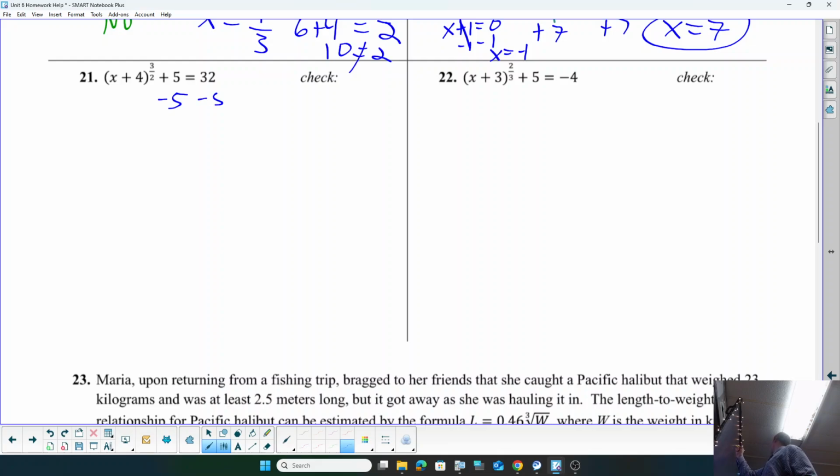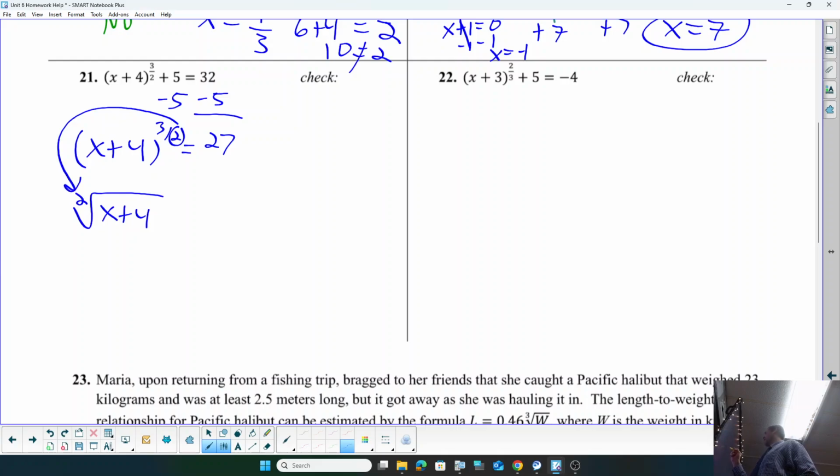Okay, so now we got to do both. So we're going to minus 5 to the other side. 32 minus 5 is 27. And now we have x plus 4 to the 3/2 power. And so that can be written as the root of x plus 4, remember, the root goes there, and then that's to the 3rd power. And so what we're going to do there is power to both sides first. It doesn't matter. We could have cube rooted both sides first, but we'll power to both sides first.